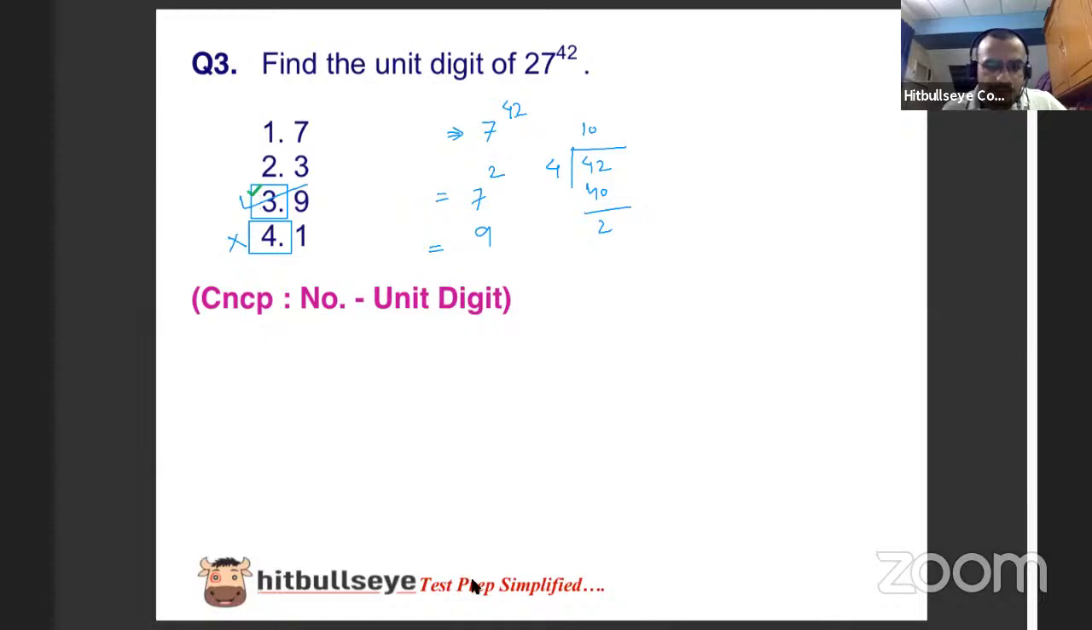Ruby, do you follow? Replacing the power by remainder and you get the answer. Yeah, perfect. Shall we proceed, everyone? This is again very basic. We'll go to some good questions. Can we go to the next one? Please confirm, everyone. Okay, let's proceed.